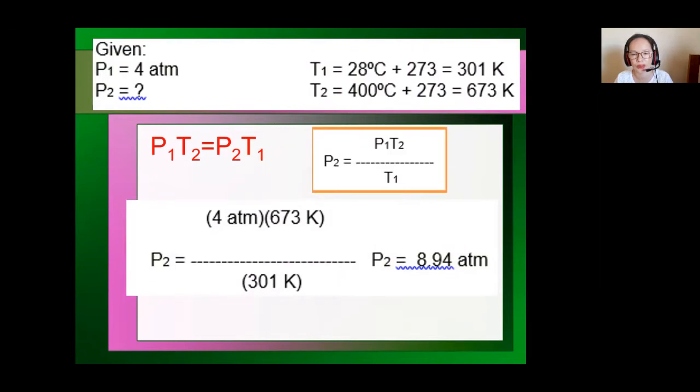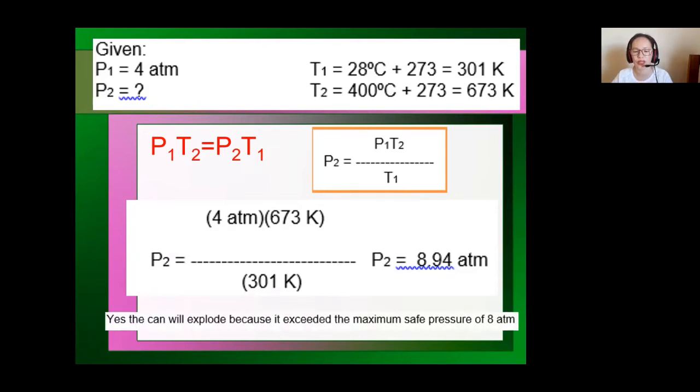So will the can explode if the safe pressure is 8? Very good. Definitely yes, because it exceeded the maximum safe pressure, which is 8 atmospheres. So we are not allowed to throw empty aerosol cans in fire because of the possibility of explosion. This is all about Gay-Lussac's law.